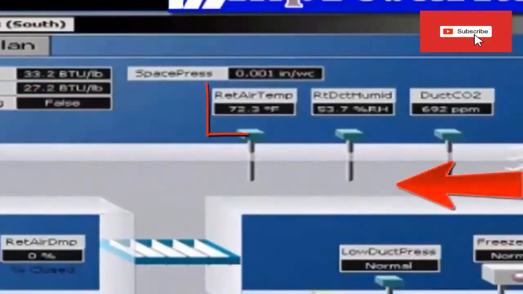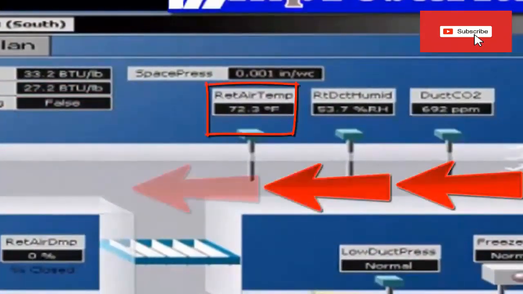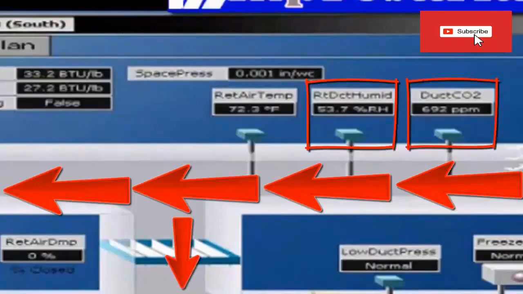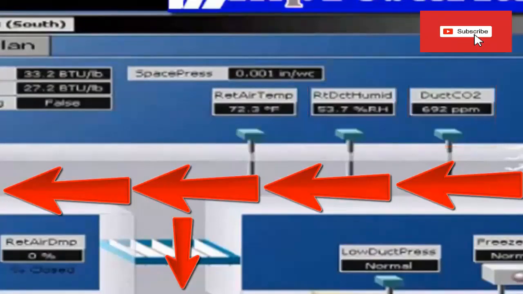Indoor air return temperature sensor. This is the temperature of the air returning from the rooms. Return air relative humidity sensor. Return air CO2 concentration sensor. This parameter allows the air handling unit to know how much air it needs to renew. As we can see, the unit of measure is parts per million, ppm. For example, in this case the concentration is 692 ppm.